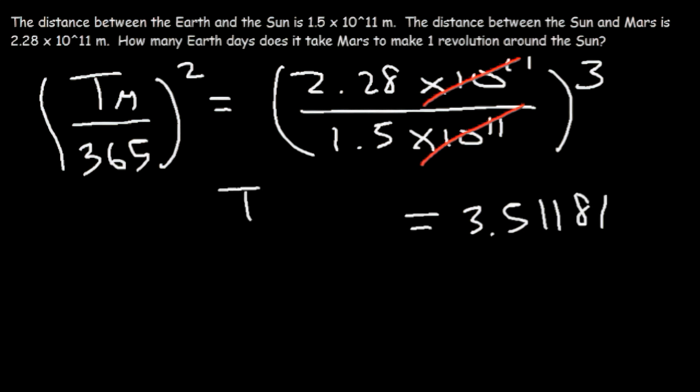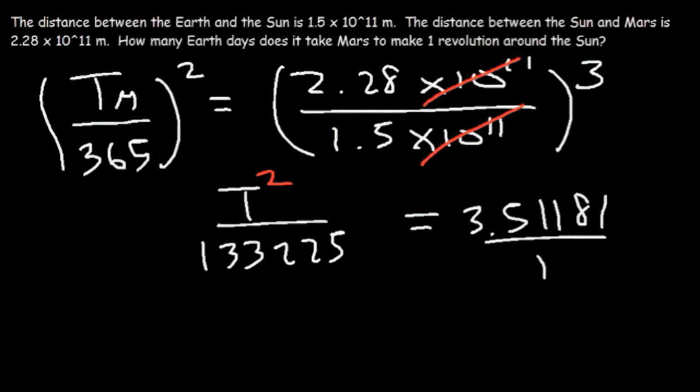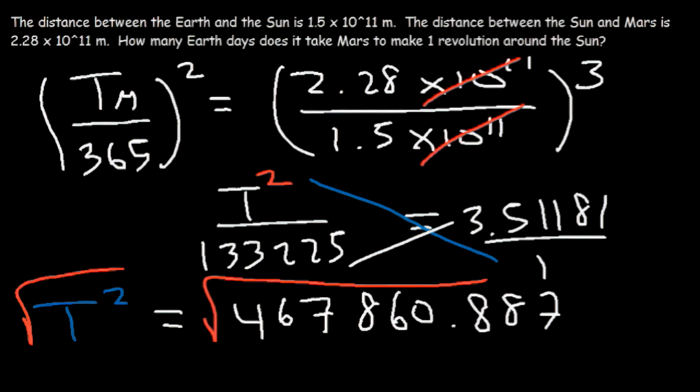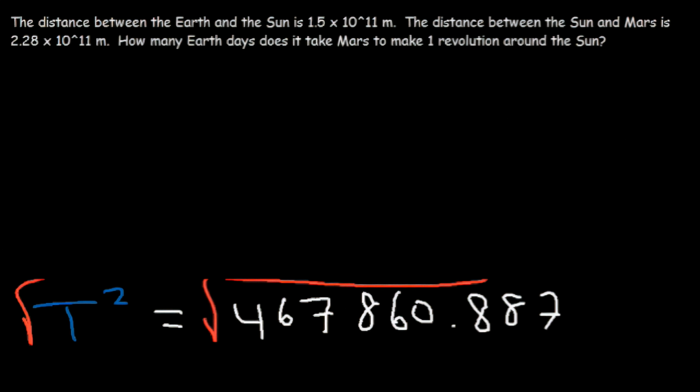T squared is just T squared, and 365 squared, that's 133,225. So let's cross multiply. So 1 times T squared is T squared, and 133,225 times 3.51181, that's about 467,860.887. So now let's take the square root of both sides so that we can calculate the period of Mars around the Sun.